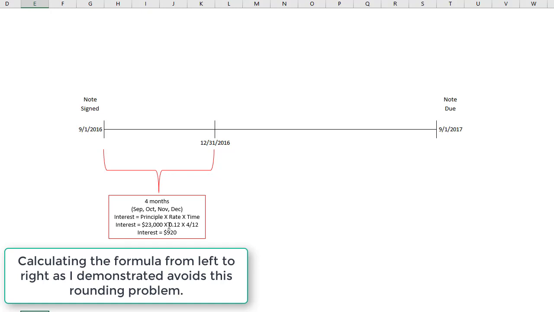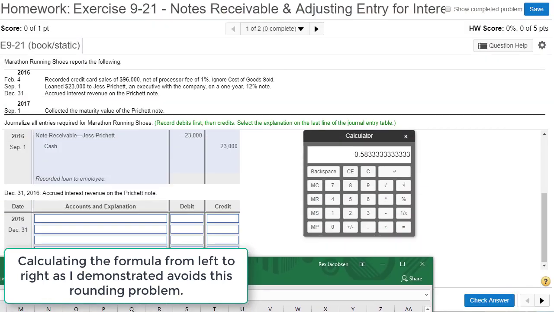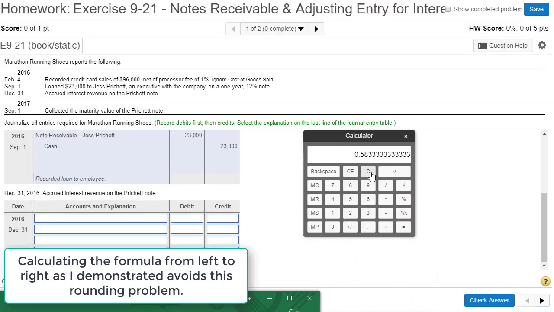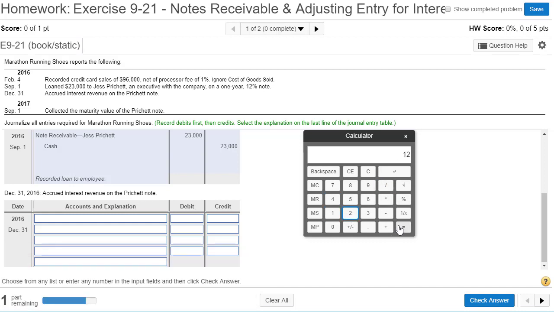So we're going to go 23,000 times 0.12 times 4 divided by 12. I'll show you on the calculator here. Clear this. So we've got $23,000 note times 0.12. Now I'm going to multiply by the 4 months and then divide by 12. And that gives us $920.